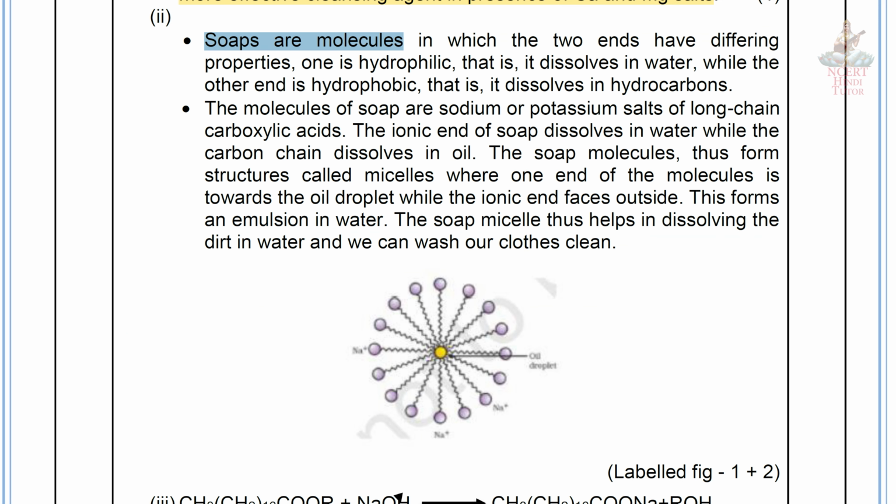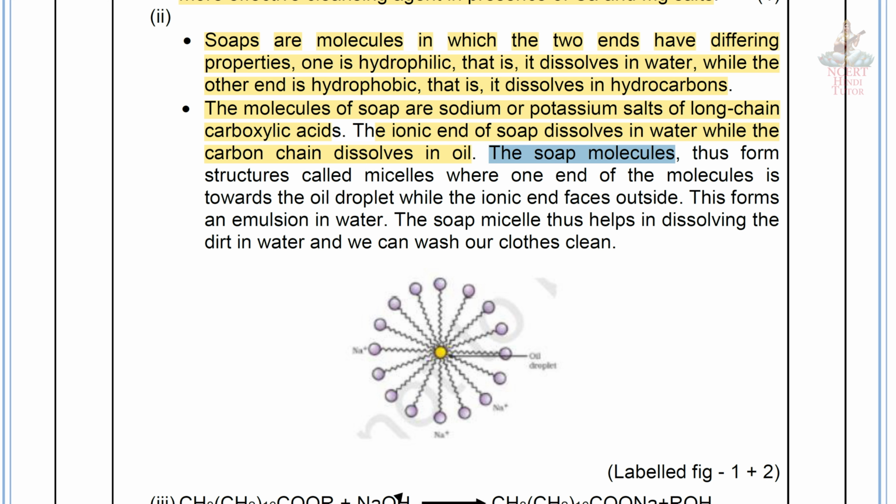Answer. Soaps are molecules in which the two ends have differing properties. One is hydrophilic, that is, it dissolves in water, while the other end is hydrophobic, that is, it dissolves in hydrocarbons. The molecules of soap are sodium or potassium salts of long chain carboxylic acids. The ionic end of soap dissolves in water, while the carbon chain dissolves in oil.